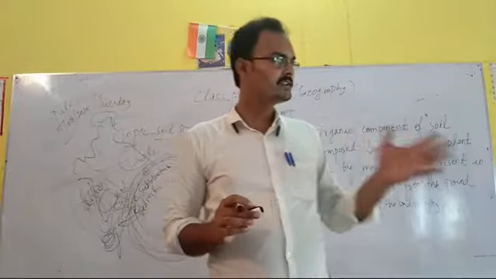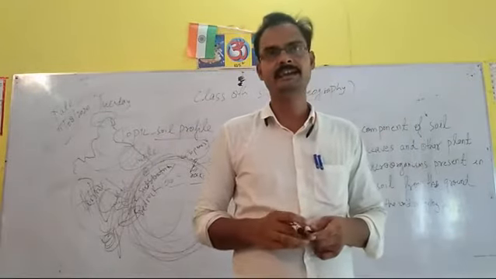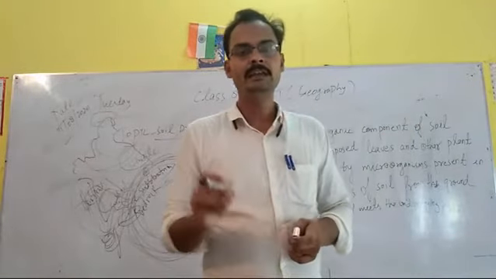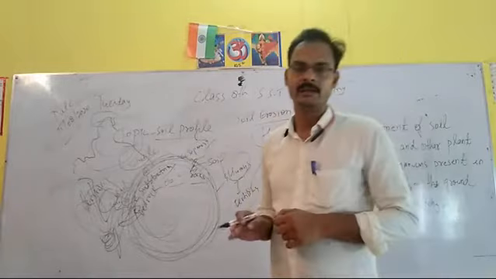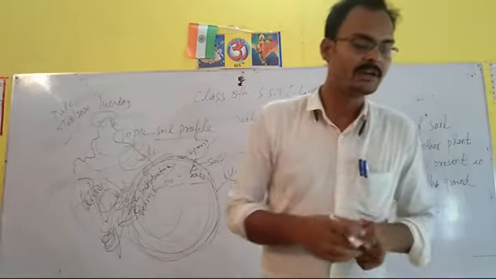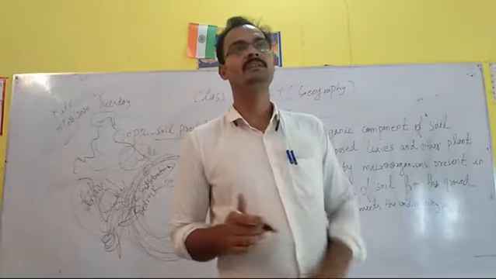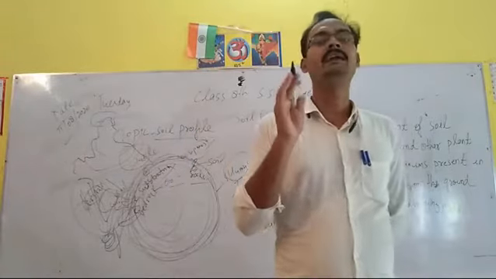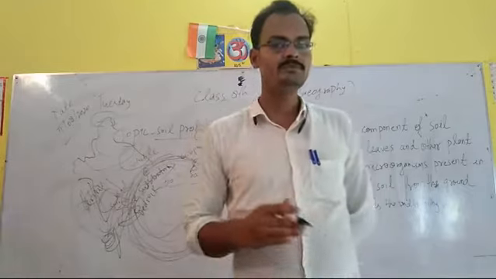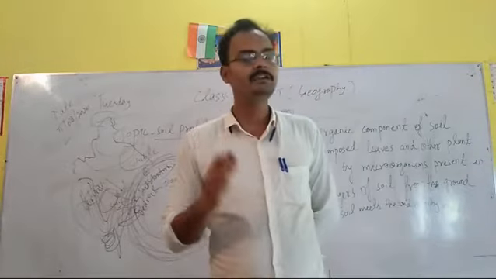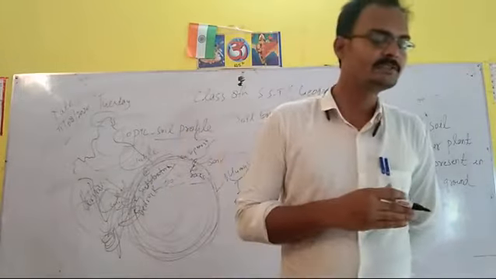So if there are no plants from before, the rainfall will cut the upper soil, will erode the upper soil. And what happens then? This erosion is known as sheet erosion. Erosion that happens by heavy rainfall, we call sheet erosion.